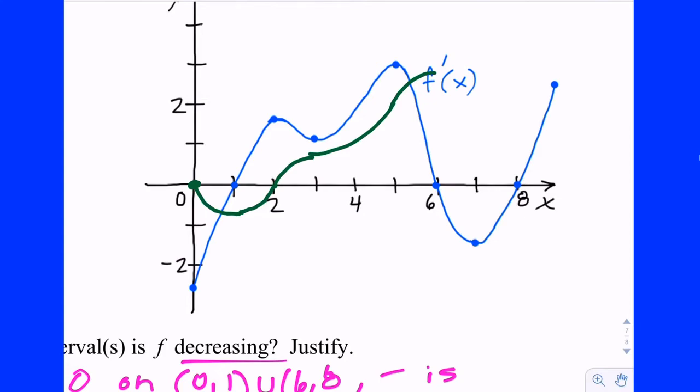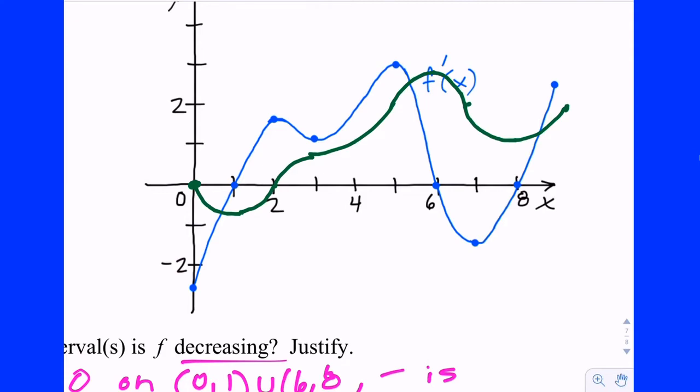Now, from 6 to 8, my y values are negative, so f is decreasing. But from 6 to 7, negative slopes mean concave down. Then from 7 to 8, decreasing, concave up, because positive slopes. And then I hit a horizontal tangent right at 8, because it's a 0. Then from 8 to 9, increasing, concave up.